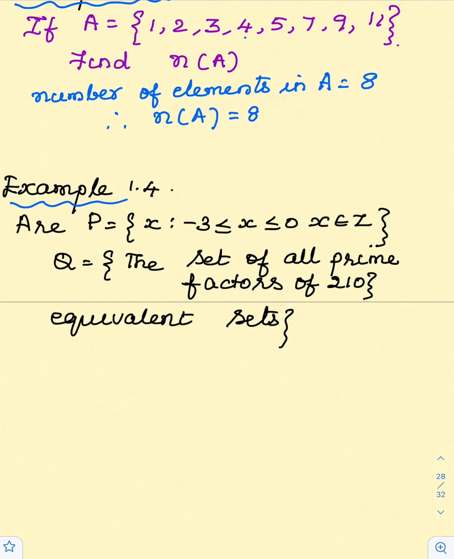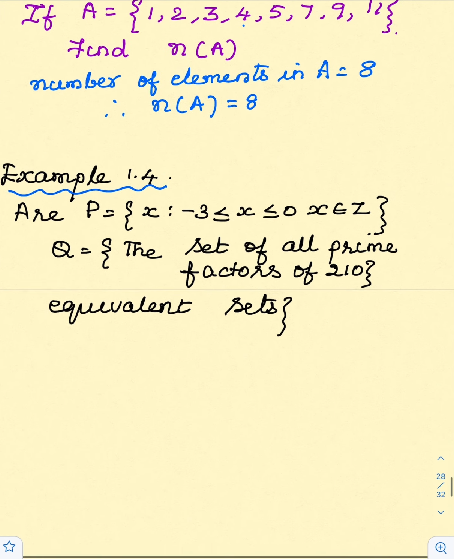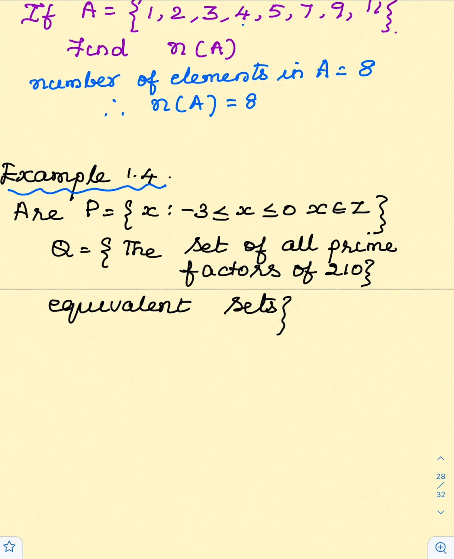So now we go to example 1.4. They have given P is equal to the set of x such that minus 3 less than or equal to x less than or equal to 0, x belongs to Z, which means x belongs to integers. And Q is equal to the set of all prime factors of 210.